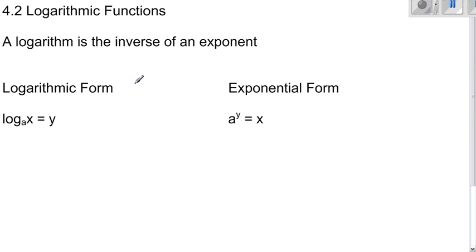Section 4.2, logarithmic functions. A logarithm is the inverse of an exponent. What that means is log base a of x equals y is the same thing as saying a to the y equals x. In both cases, a is called the base. Here it's the base number with the exponent, and here it's the base of the logarithm.